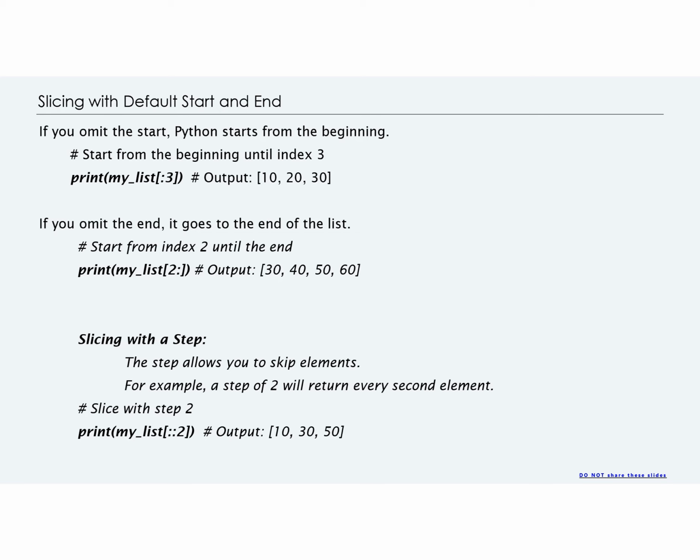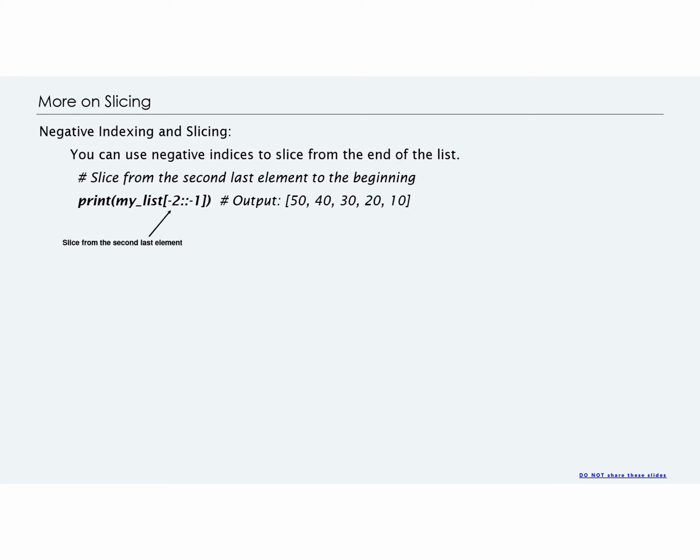Now let's talk about slicing with a step. A step defines how many elements to skip. Using mylist[::2], you'll get every second element, resulting in 10, 30, and 50. Imagine you have a list, and you want to access elements starting from the end. Negative indices allow you to do just that. For instance, using mylist[-2:-1] slices the list from the second last element all the way back to the beginning.